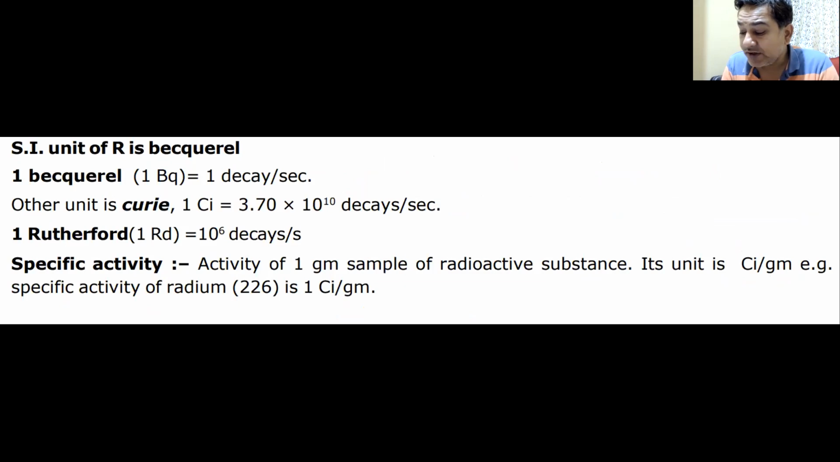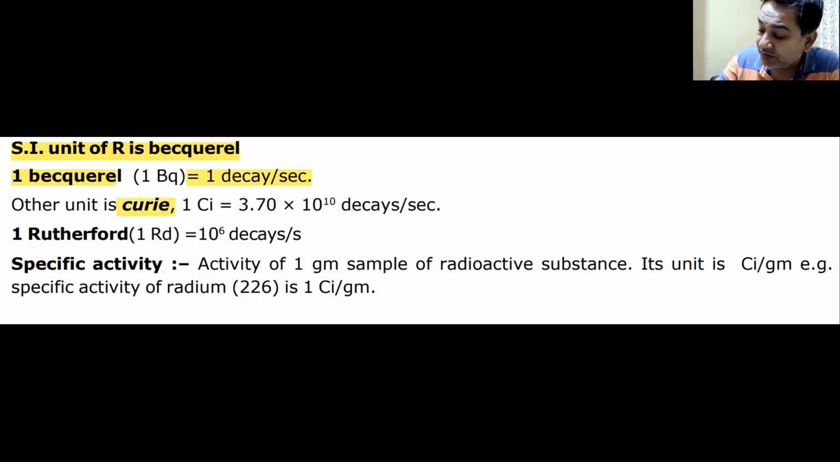Now comes the unit. There are questions which have come directly from this unit. So please remember this unit. The SI unit of radioactive decay is becquerel, Bq. One becquerel is equal to 1 decay per second. So if one nucleus is decaying per second, the rate becomes 1 becquerel. Do we understand this? You have to remember this. There's nothing to understand.